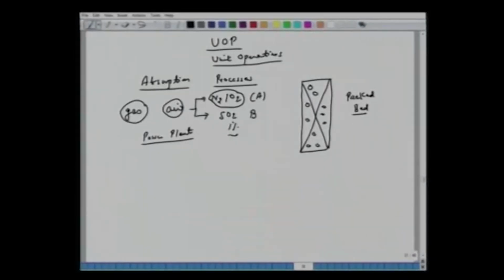These packings improve contact between the air we want to treat and water, or let's say a general solvent. So now we are talking of two phases. One phase is the gas phase, which contains A for air, nitrogen plus oxygen, plus the second component B, which is sulfur dioxide. We want to treat it with a solvent, so it's a different phase. It's an aqueous phase, or maybe a liquid phase.